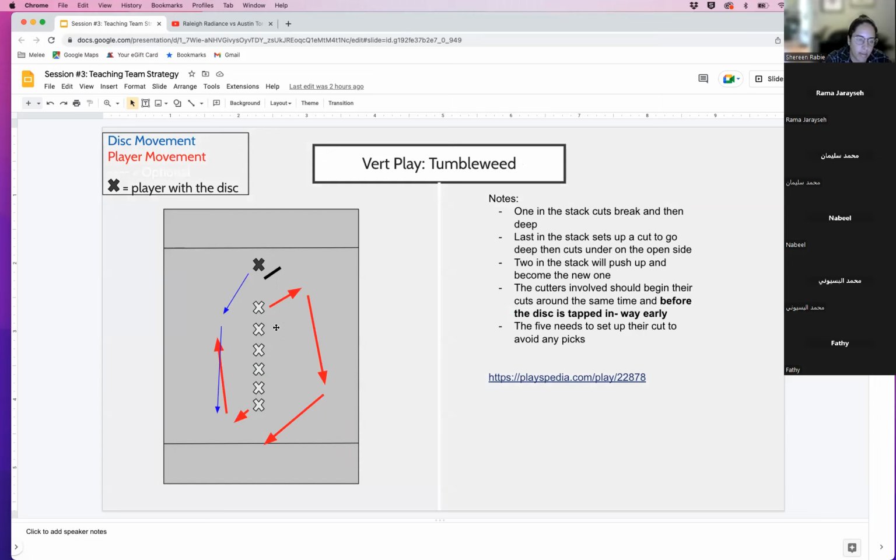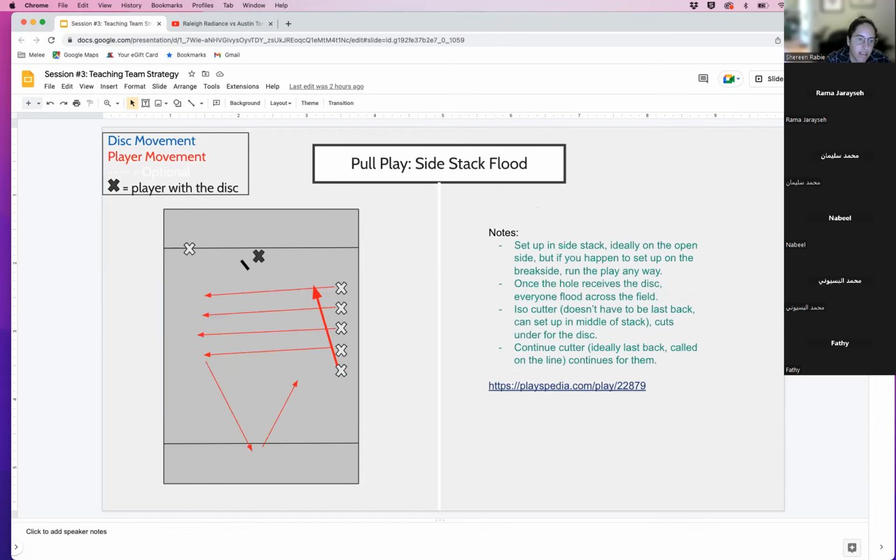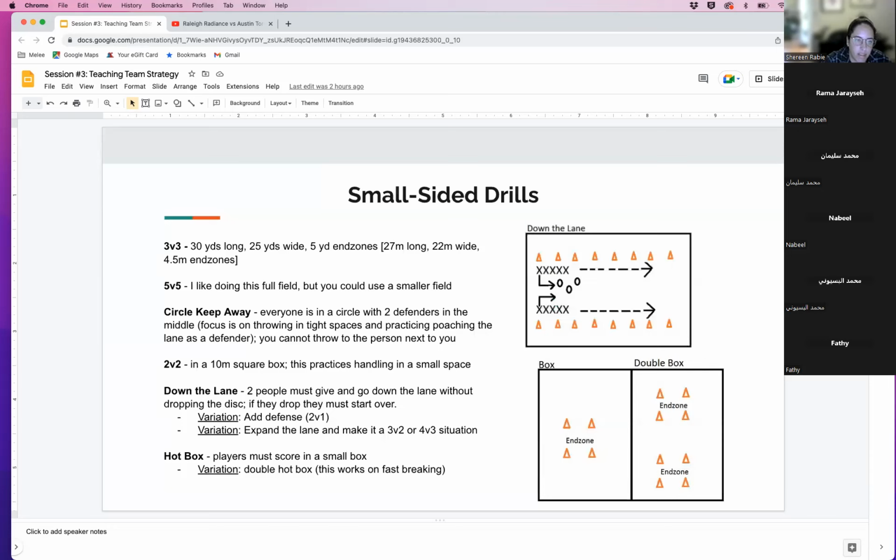So this one is an example of a play we call tumbleweed. But they don't have to be very complicated. Really, this just helps your team get the disc moving. And this is an example of a more complicated play. So this is a flood play, and you can look through this when you have the time.